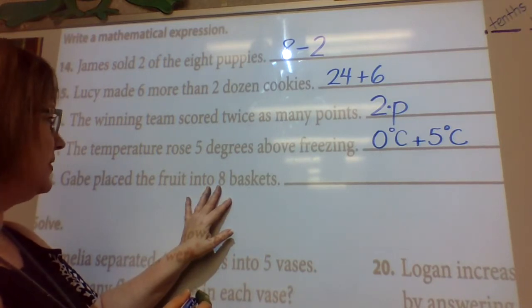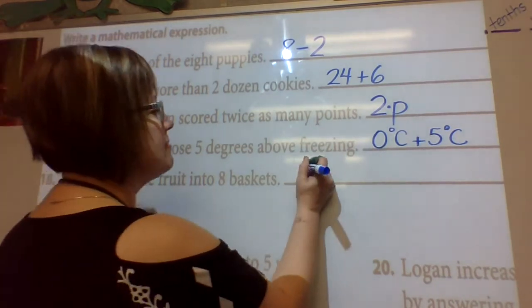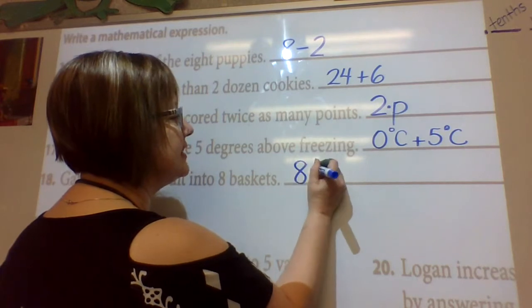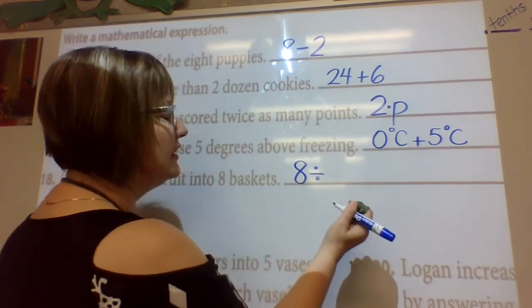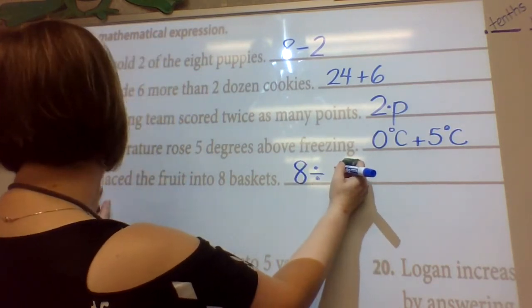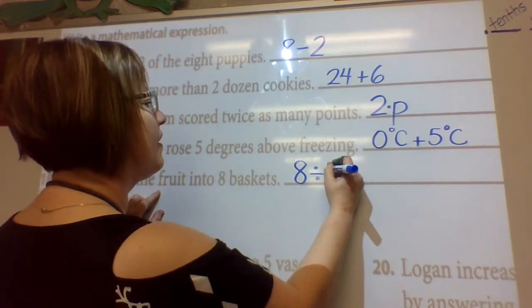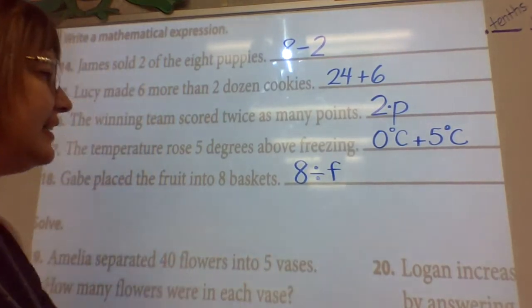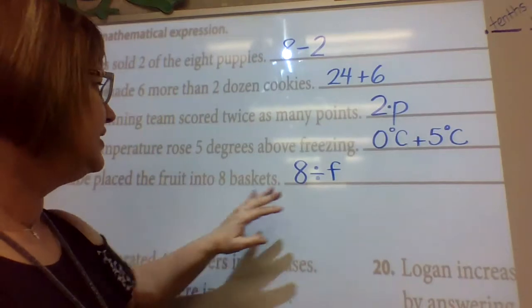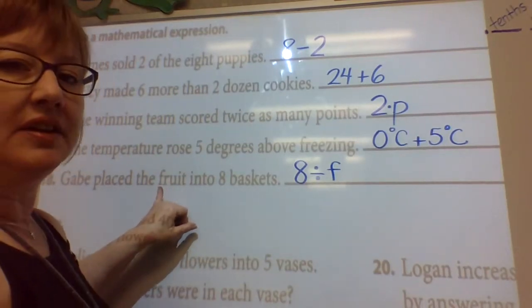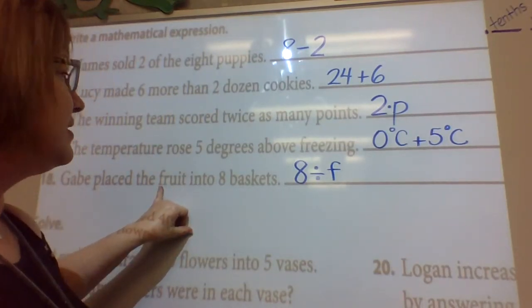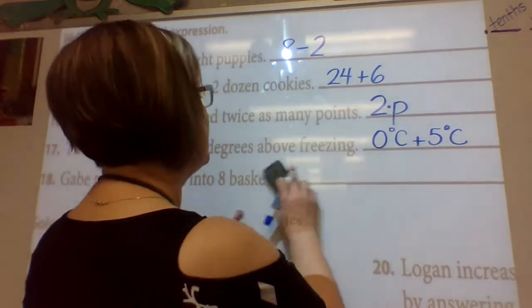Gabe placed the fruit into 8 baskets. So that means you're going to take 8 baskets and divide it by an unknown number. Since it's fruit, I'm going to say F. Okay, 8 divided by F. So if the fruit was 16, it would be like, or no, let's see. That's going to be, oh my bad.